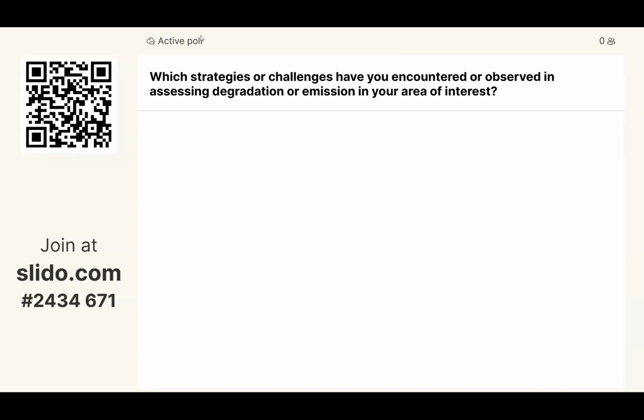Okay, we just heard some good examples of challenges and strategies in assessing degradation or emission removals in your area of interest. What strategies have you used? This is just an open-ended word cloud.